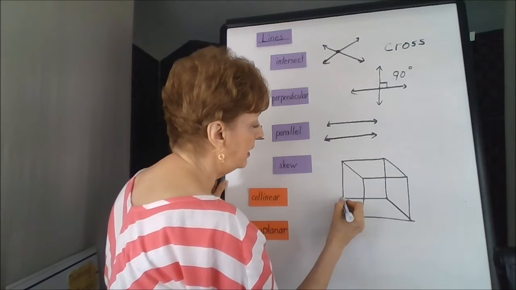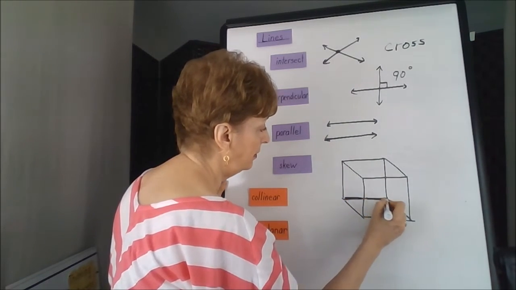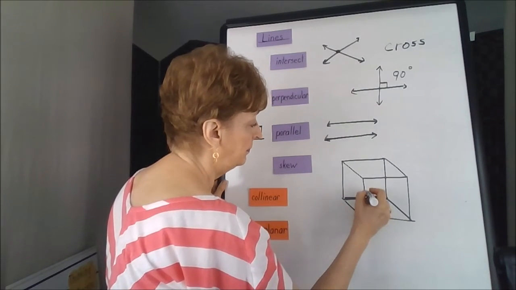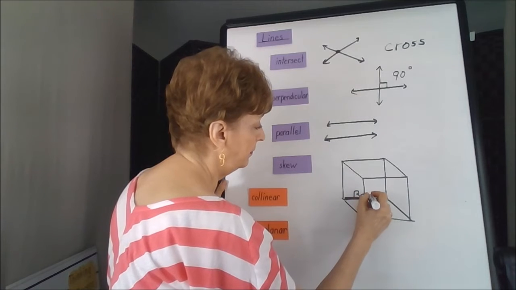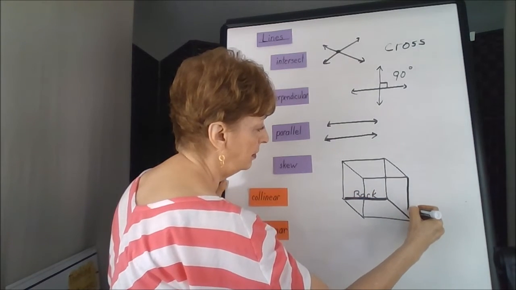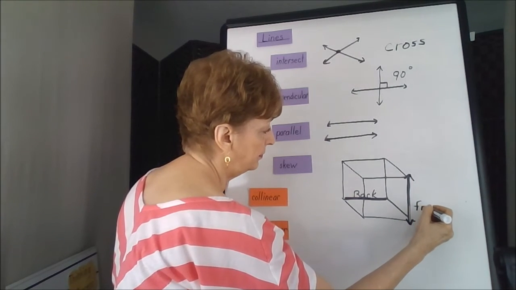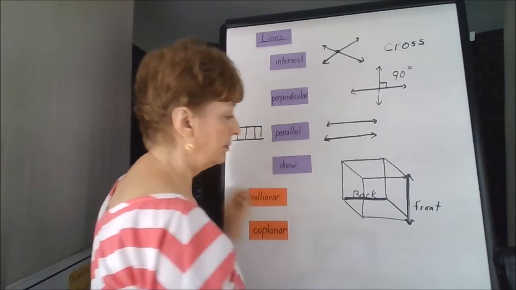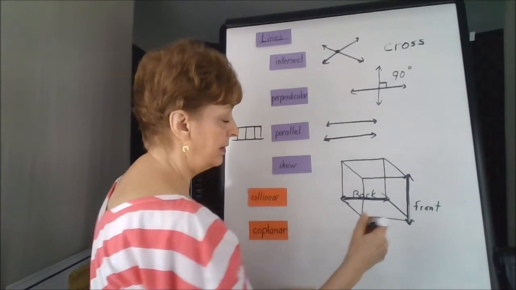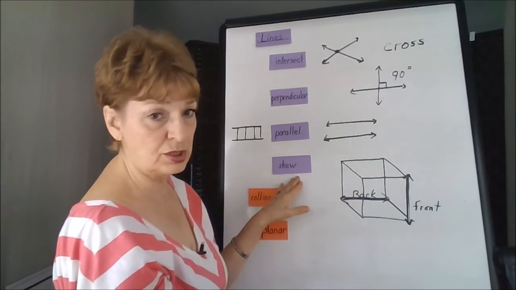Okay, if we look at this line right here, this back line of the cube, the back, would never cross this line right here. This would be a front. Do you see how this line right here would scoot behind this line? One would be in front of the other. So that's a skew line.